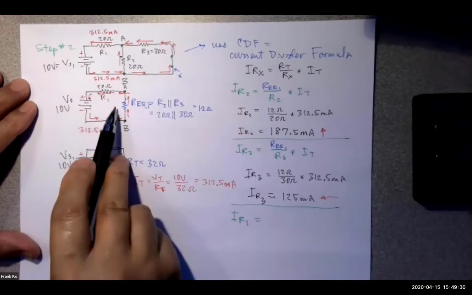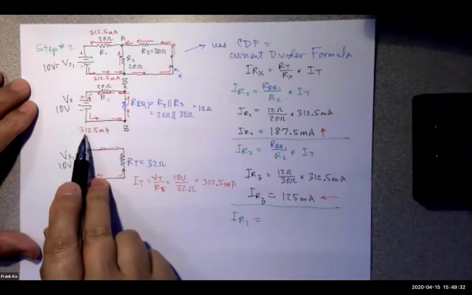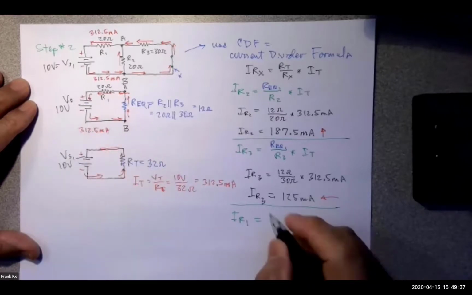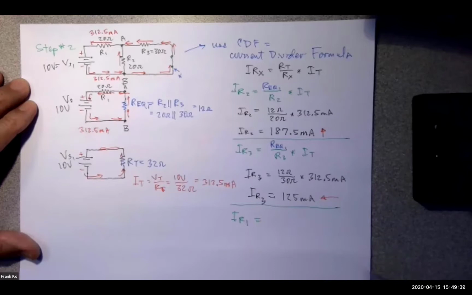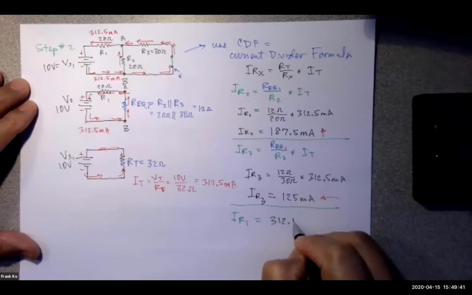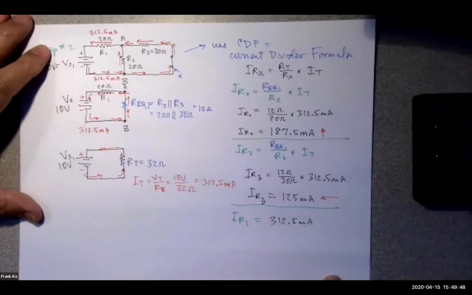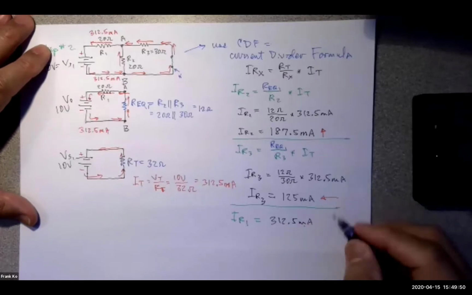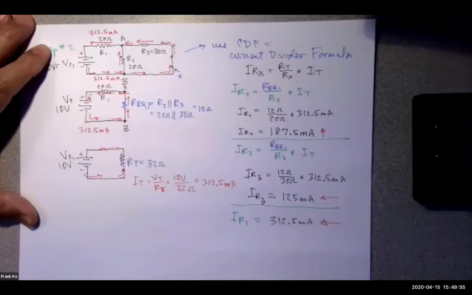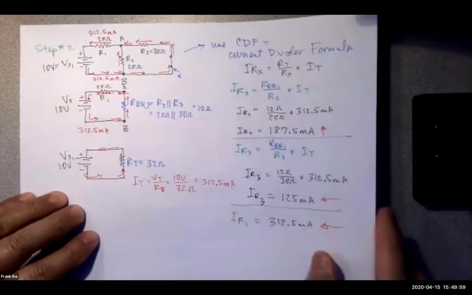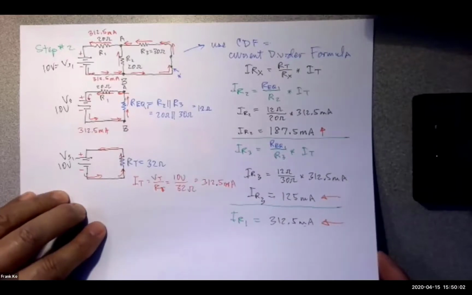And IR1, from our middle circuit, we determined was the full 312.5 milliamps flowing through it, yes? So this will be 312.5 milliamps. And which direction is it flowing through R1? Is it left, down, right, or up? Left. Okay, this is very, very key information that we're going to transfer into our first sheet.